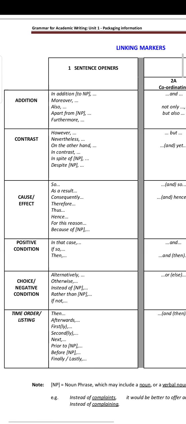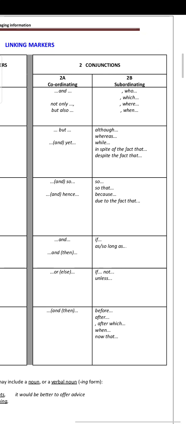To show positive conjunction, we can use and then. But for subordinating, we can use if, because this is a positive condition. So if, as, or as long as, so long as. So means if one condition happens, then the second condition happens. If A is true, then B is true, something like that. The rules of conditionals, yeah.